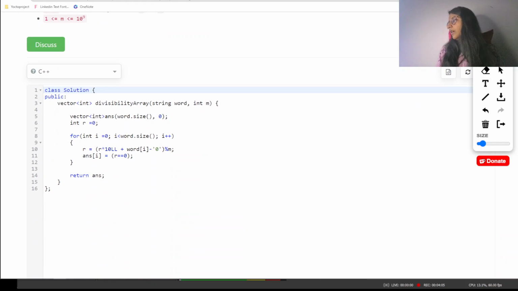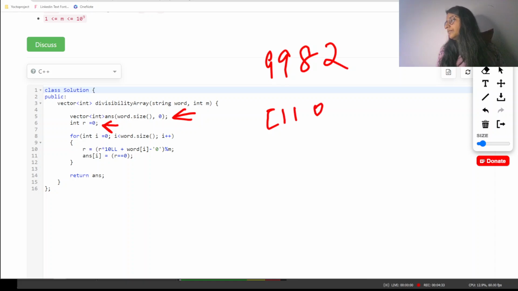So here I have taken this vector for my answer. Here is the remainder r in which we will be storing our remainder, and here is the word. At the starting our remainder would be 0. So here's 9982, let us take till this one. The answer here would be 1 1 0 and this would be 0 also.